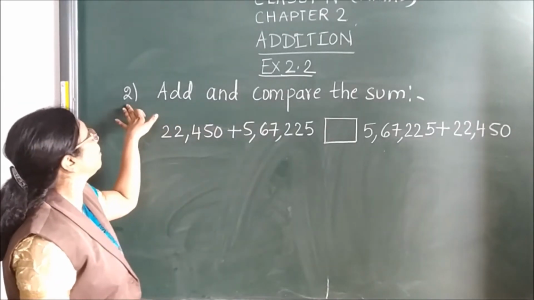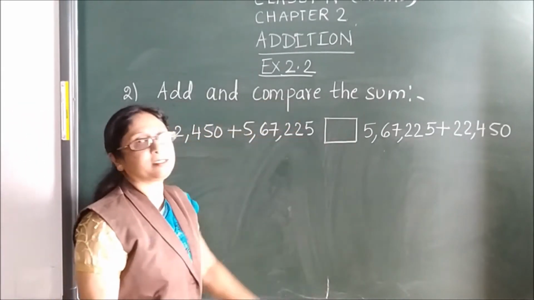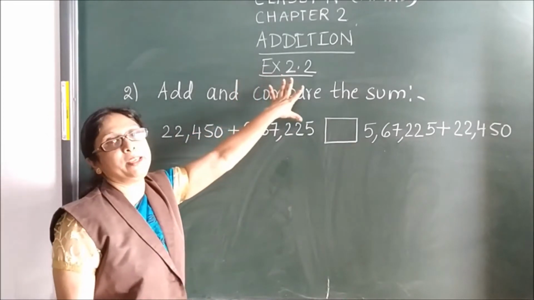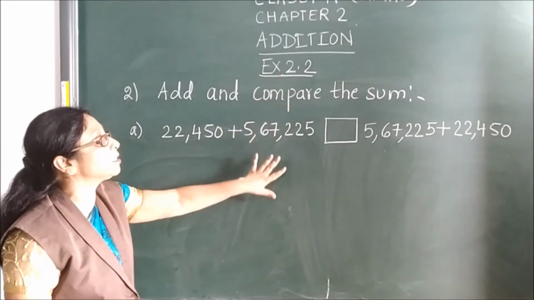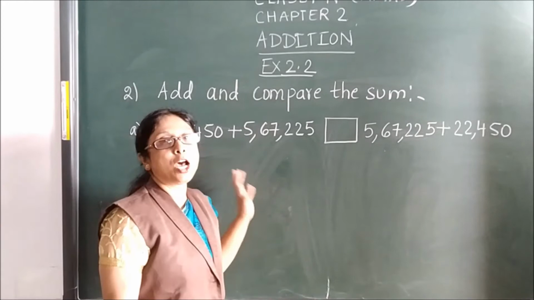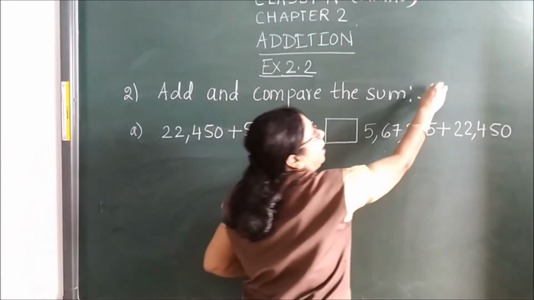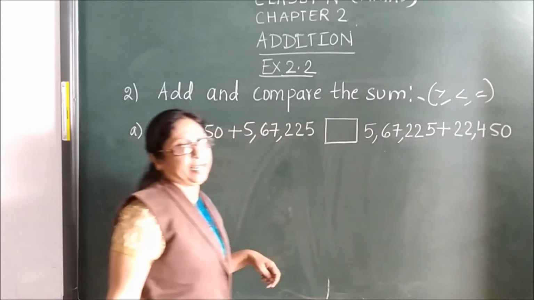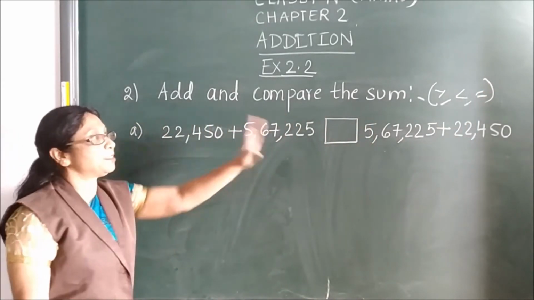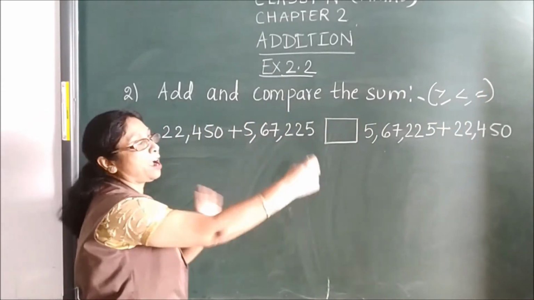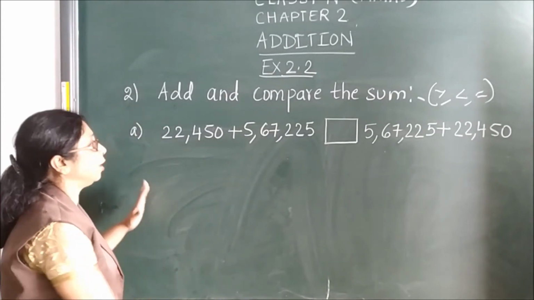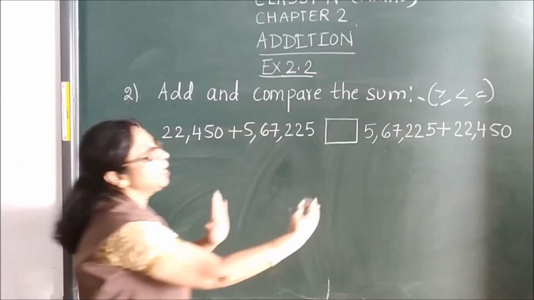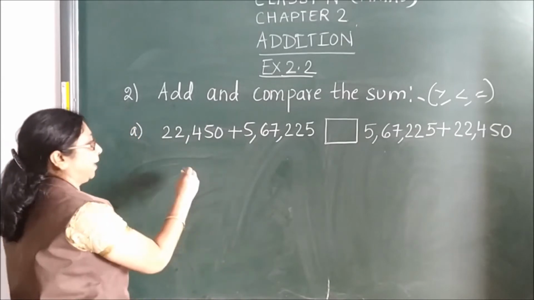Now, in question number 2, add and compare the sum. Okay, what does compare mean? Compare means you have to insert the greater, smaller and equal to sign. Clear? So here two parts are given. So LHS and RHS, like this you are going to solve. So first we'll solve this part, then this part and then we'll compare.